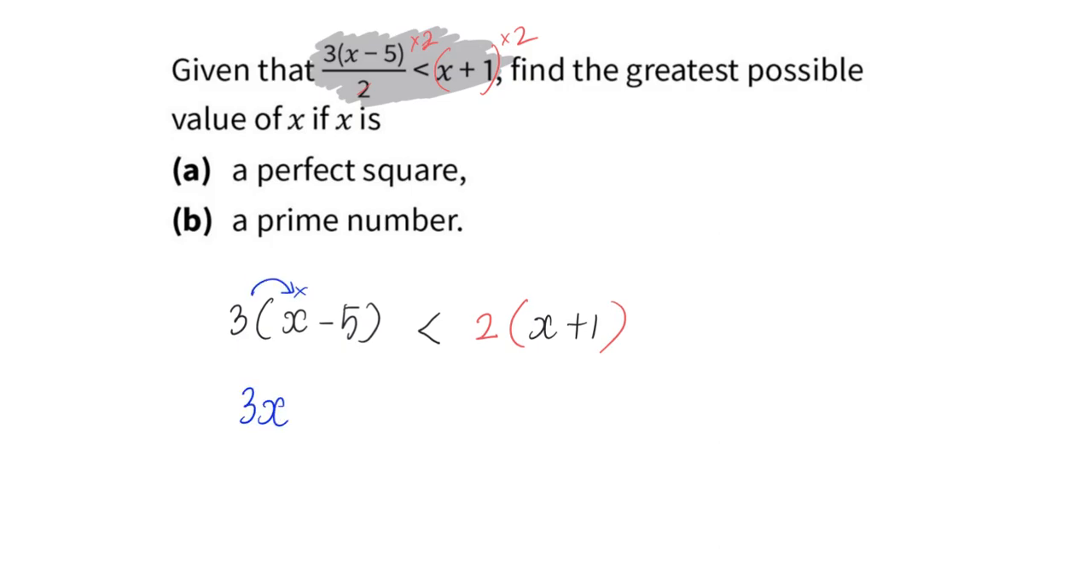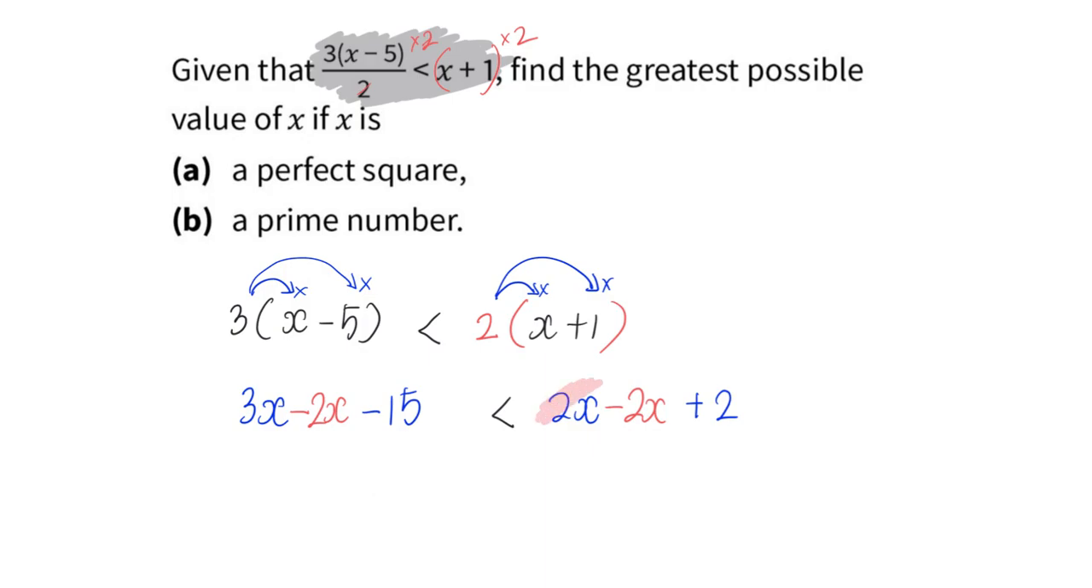I will have 3x, I would have negative 15, I would have positive 2x, positive 2, and then you will see Mr. Tan minusing 2x on both sides. Why does Mr. Tan do that? Yes, Mr. Tan is trying to make sure the right hand side of the inequality does not have an x, meaning does not have a variable.